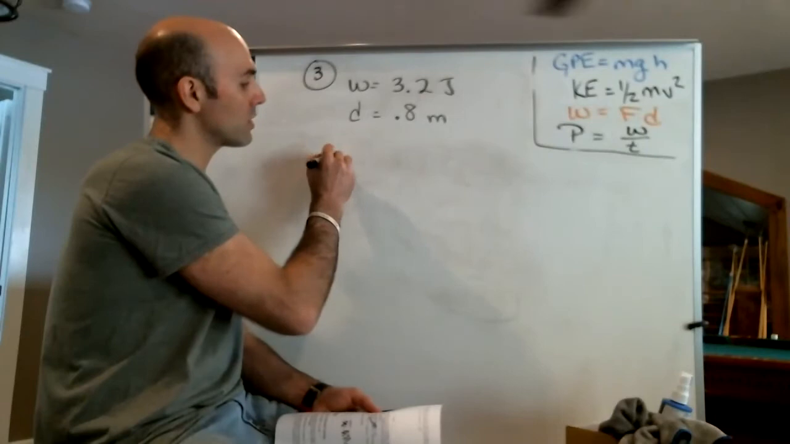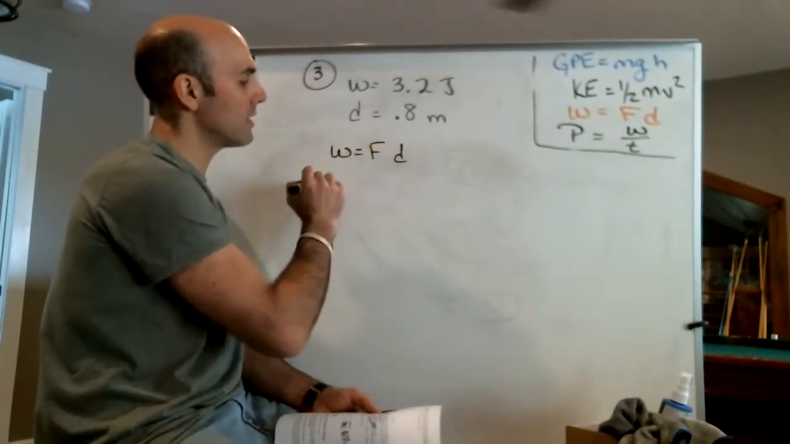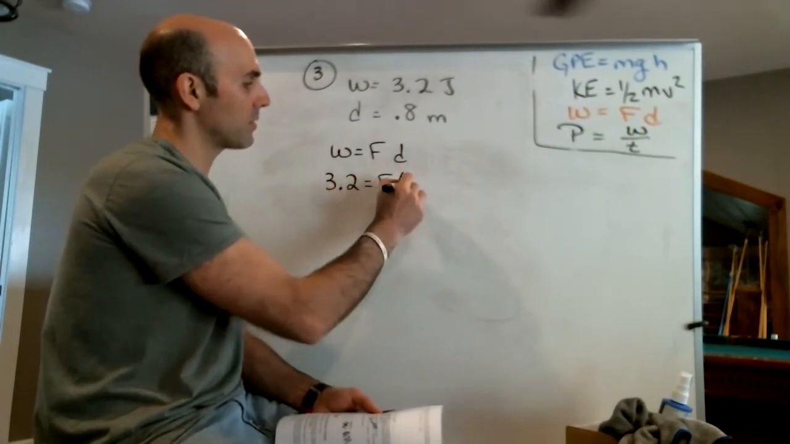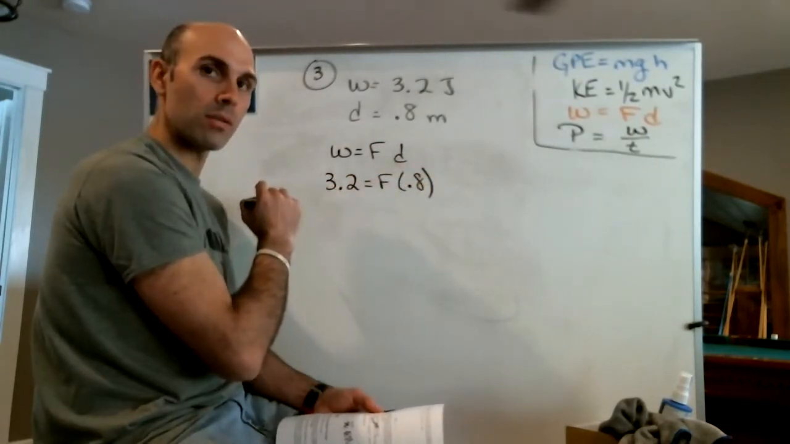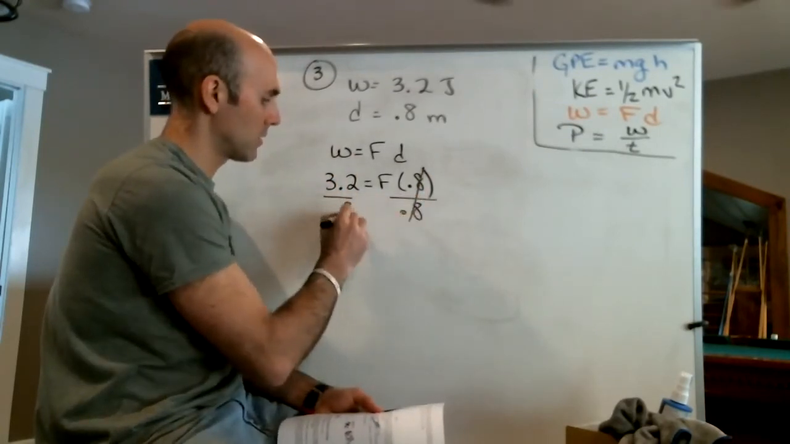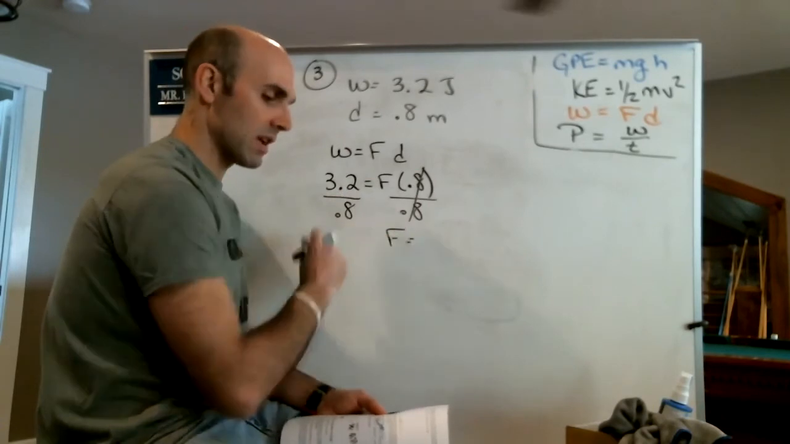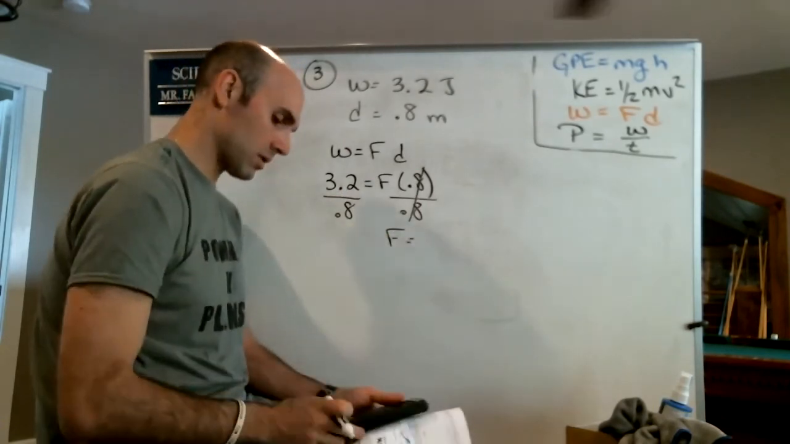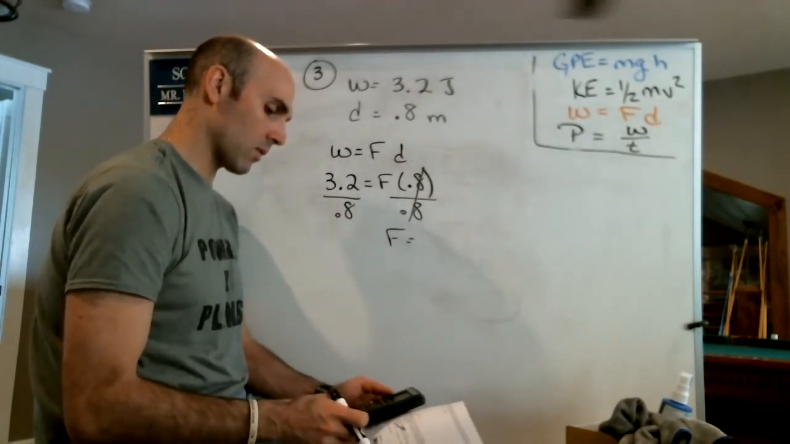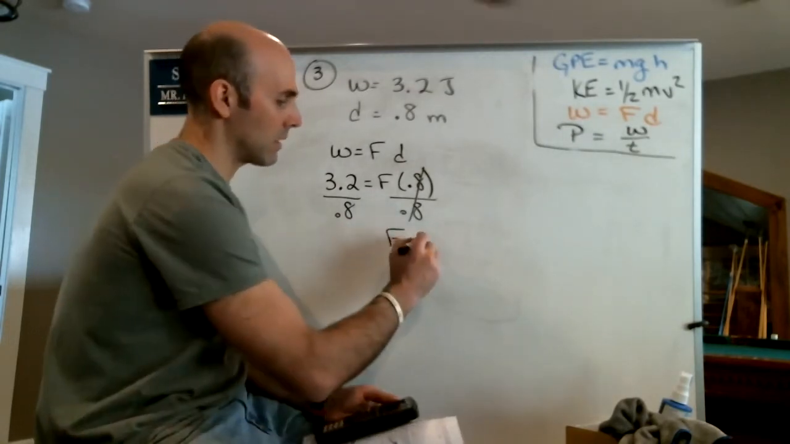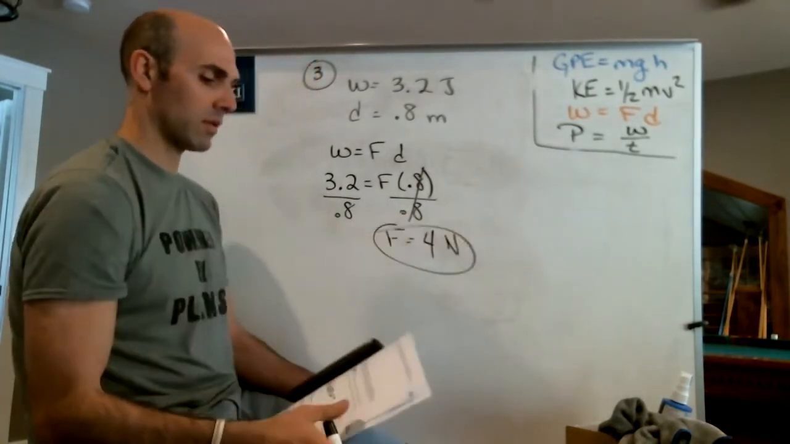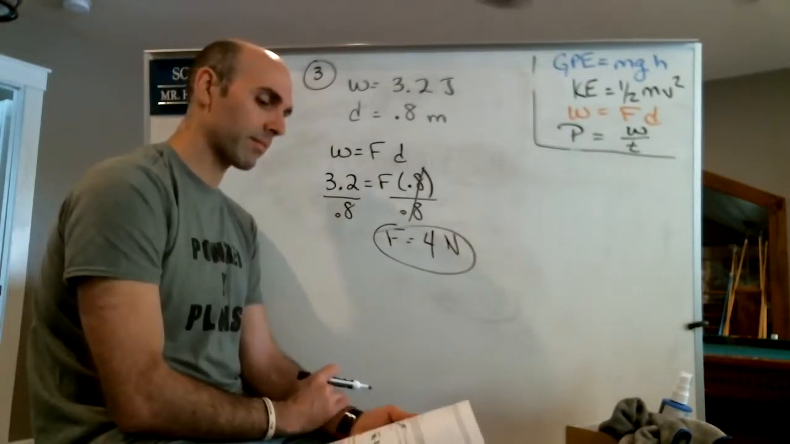So we know our equation, work equals FD. 3.2, plug it in, F times 0.8. What do we need to do? Divide, very good. And we get a force that is equal to 3.2 divided by 0.8. Goodness. Oh, you guys should be able to do this in your head, mental math. I should have been able to do it in my head. 4 newtons. All right, excellent job, guys.